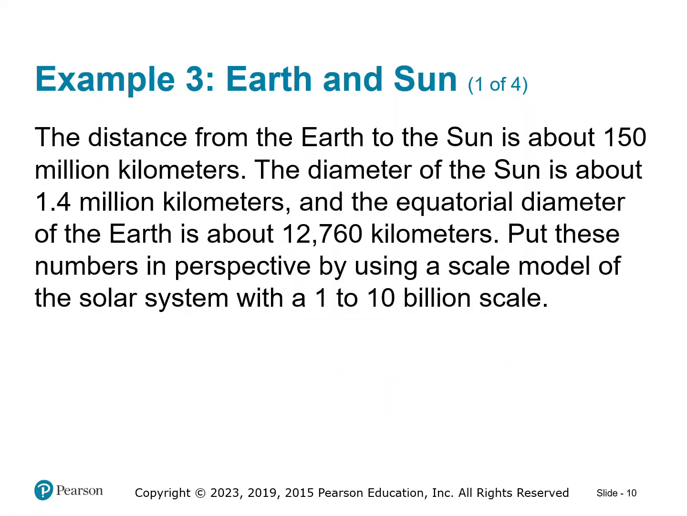All right. Let's look at it. The distance from the Earth to the Sun is about 150 million kilometers. The diameter of the Sun is about 1.4 million kilometers. And the equatorial diameter of the Earth is about 12,760 kilometers. All right, no millions here. Put these numbers in perspective by using a scale model of the solar system with a 1 to 10 billion scale. 1 to 10 billion.